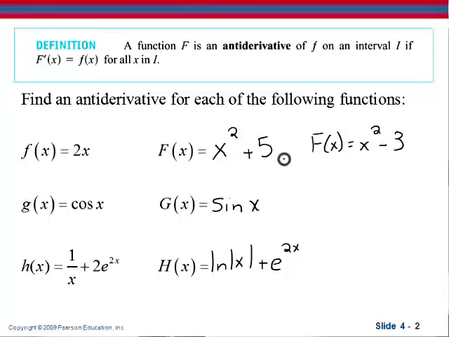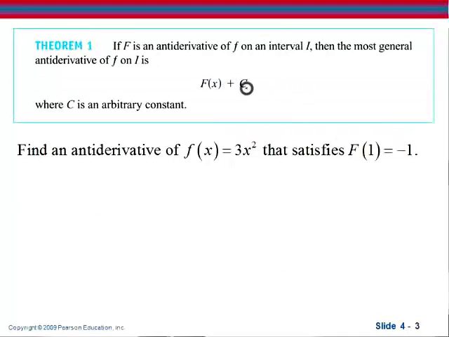So I could sit here all day and list off functions that have derivatives of 2x by just adding or subtracting any constant. I was adding and subtracting integers, but I could add and subtract fractions or decimals. It doesn't necessarily even have to be integers. So the most general antiderivative uses a plus c, and the plus c just denotes an arbitrary constant. So if we want to find an antiderivative of little f of x equals 3x squared, the first thing to think about is that it is a power rule. The derivative of x cubed would be 3x squared. But now we want the most general, so we'll put plus c.